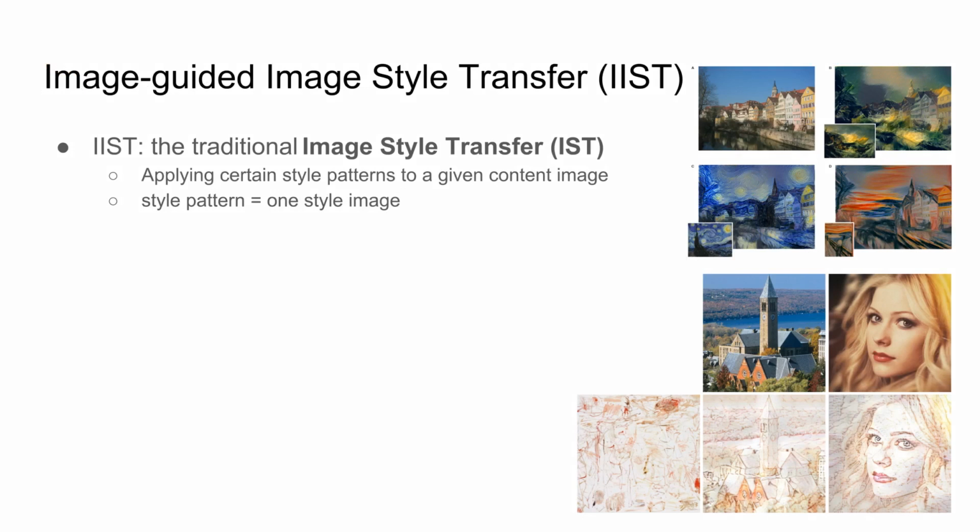First, I'd like to briefly introduce image-guided image style transfer, IIST, which is the traditional research topic of image style transfer, IST. For image style transfer, we focus on applying specific style patterns to a given content image. When considering image-guided image style transfer, the style pattern is typically a style image. This style image should exhibit certain styles, such as Van Gogh's Starry Night.